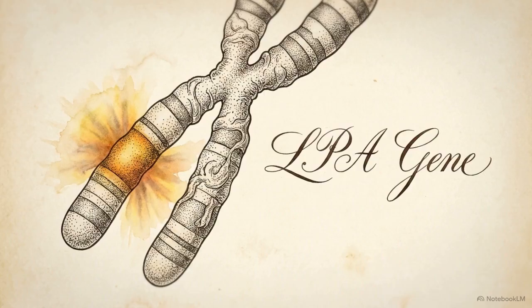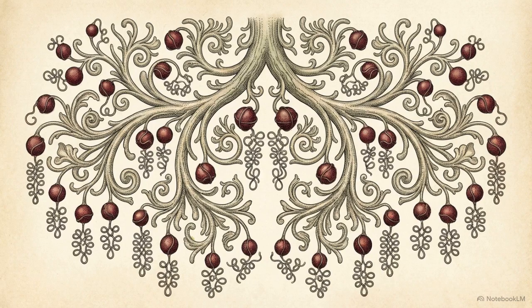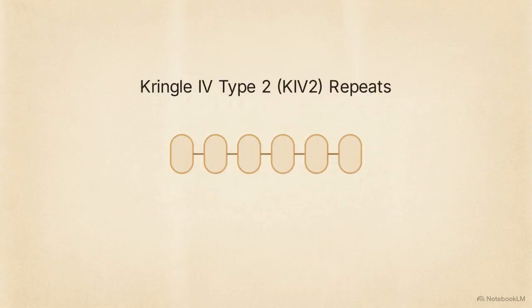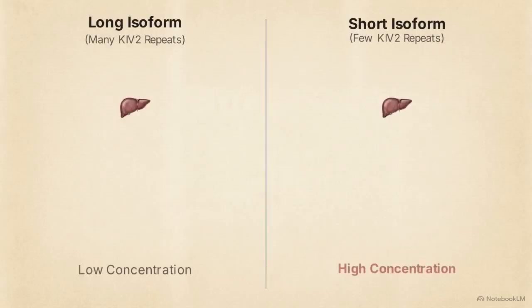Lipoprotein A is a highly pathogenic particle governed almost entirely by the LPA gene on chromosome 6. Its concentration is up to 90% heritable and remains largely immune to diet, exercise, or lifestyle modifications. LPA has a unique architecture, an LDL-like core linked to apolipoprotein A by a disulfide bond. Its danger comes from Kringle 4 type 2 repeat domains. Fewer KIV2 repeats create smaller ApoA isoforms, which the liver secretes more efficiently, driving dangerously high LPA concentrations.